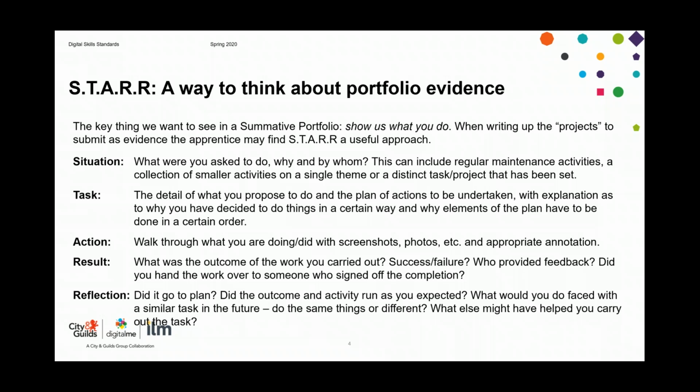And finally, the reflection bit. So did it go to plan? Did the outcomes and the activity run as expected? Did you have a plan B just in case? And if you had to do a similar task again, would you do it differently? Would you plan it differently? Were there other things that you could have done? Was there a time constraint that meant you could only do it one way? So how else might you have tackled that task given the situation again?